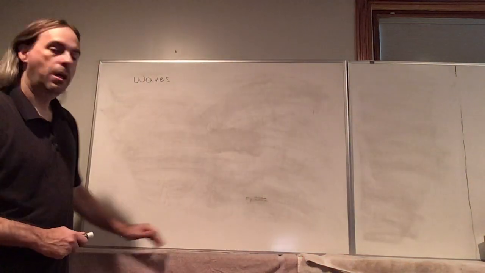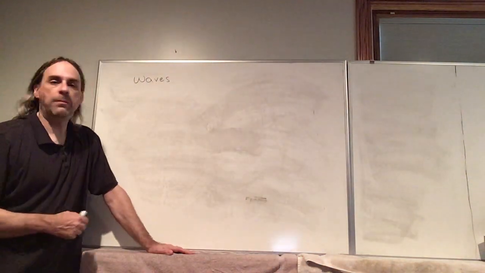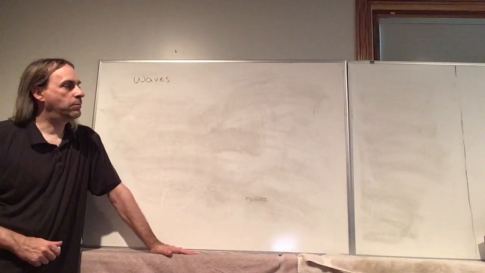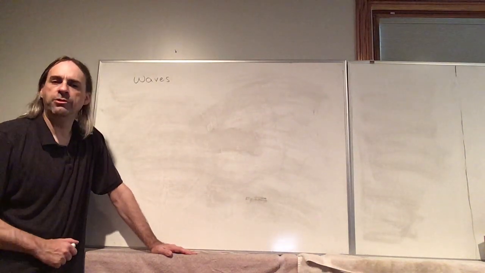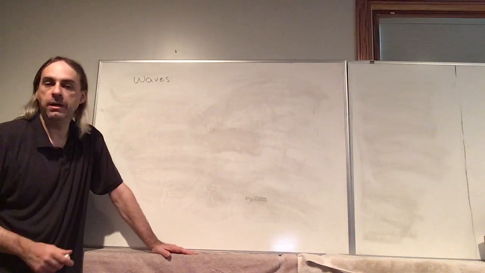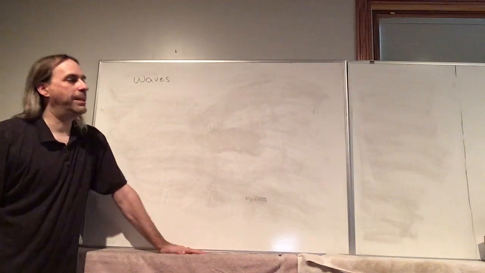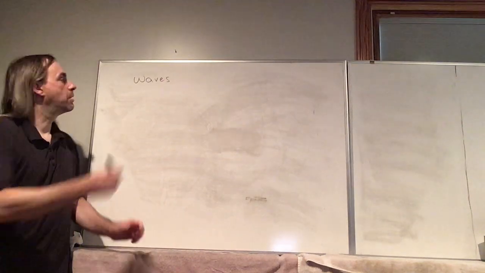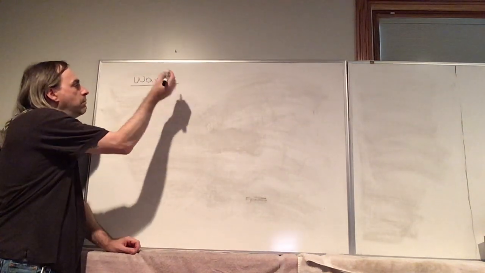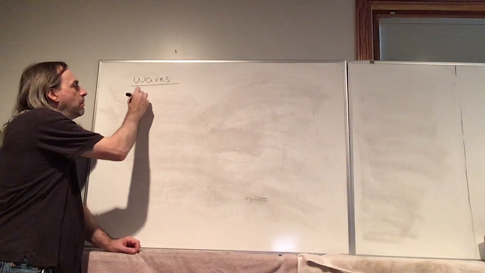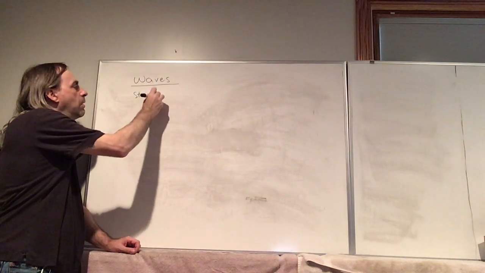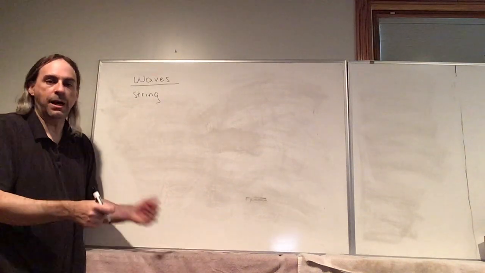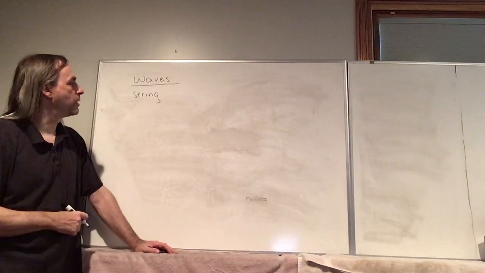Okay, so we're going to talk about waves. Now, waves are a little bit difficult to define precisely because there are so many different types of waves. Some examples of waves: we can have a string. Say you have a string and you grab one end and just shake it up and down, you'll create a wave that travels down the string.